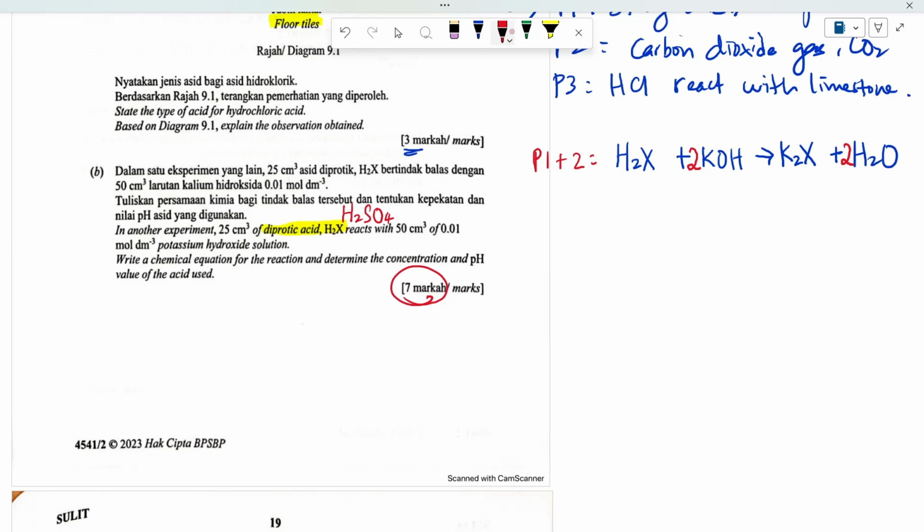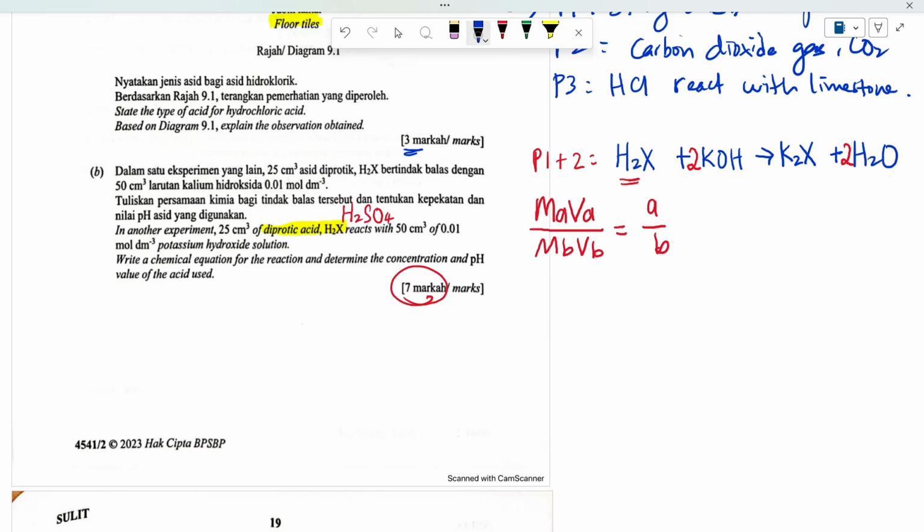Now point number 3. Determine the concentration of the acid used. Class, if we want to find the concentration of the acid, this is neutralization, right? There are a few ways to find this, but I encourage you all to use the formula. What formula? To find the concentration, we use MA VA over MB VB equals A over B.